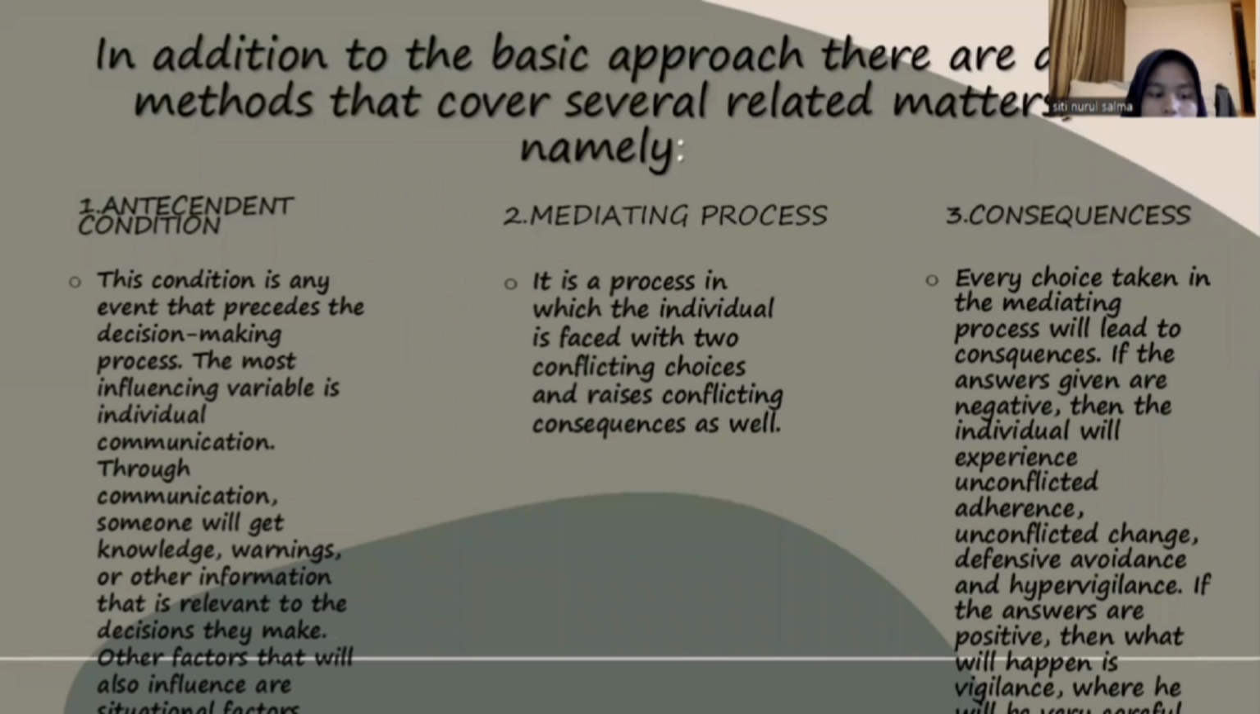Number two, mediating process. It is a process in which the individual is faced with two conflicting choices and raises conflicting consequences as well. Every choice taken in the mediating process will lead to consequences. If the answers given are negative, the individual experiences unconflicted adherence, unconflicted change, defensive avoidance, and hypervigilance. And if the answers are positive, then what will happen is vigilance, where he will be very careful and considerate in taking steps.